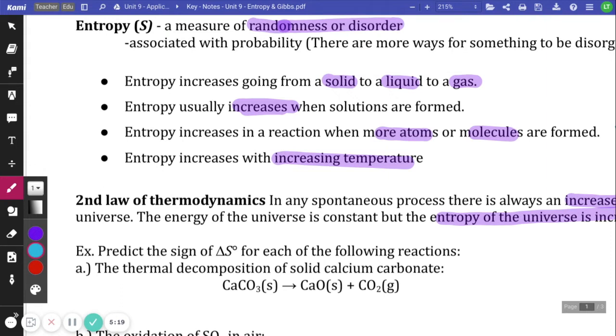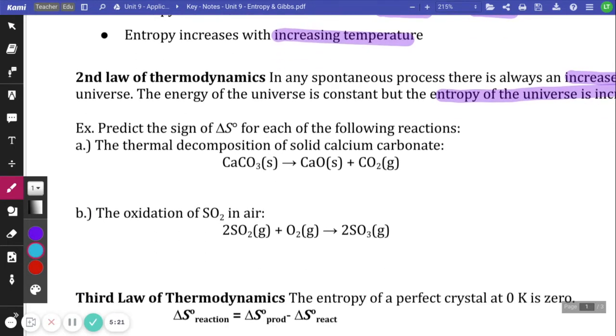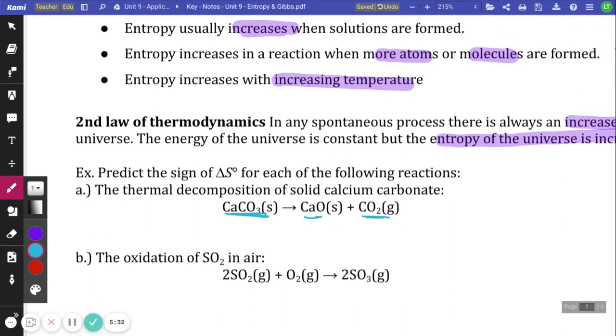Is there a solution? Like, what's going on? And we can see in this one, number one, I see a couple of things. On my left side, on my products, I have 1 mole, and on my right side, I have 2 moles. So I am making more atoms or molecules, 1 mole to 2 moles.